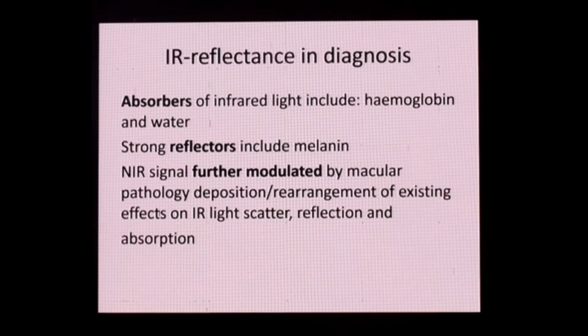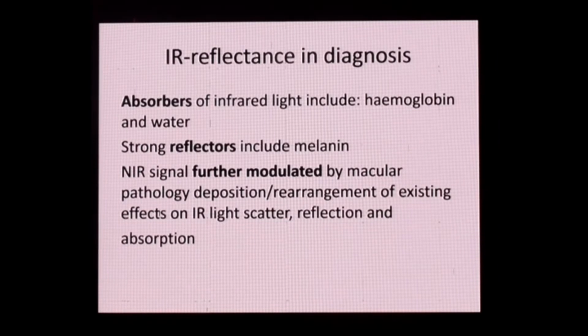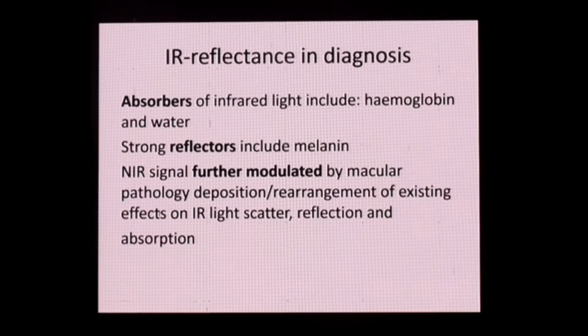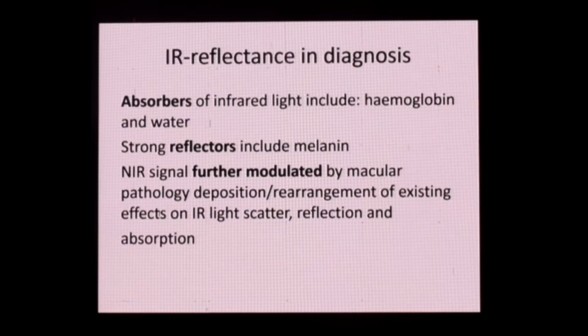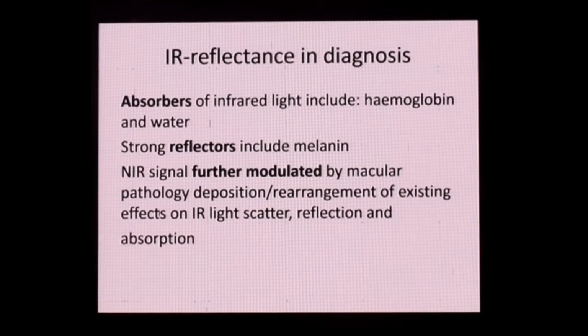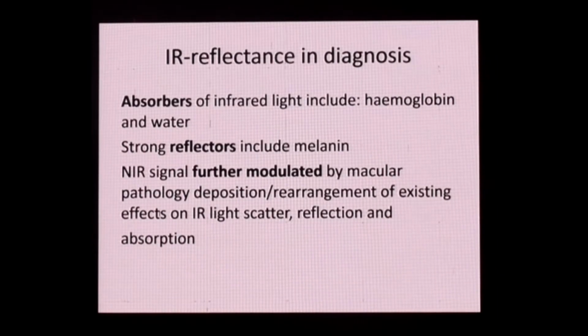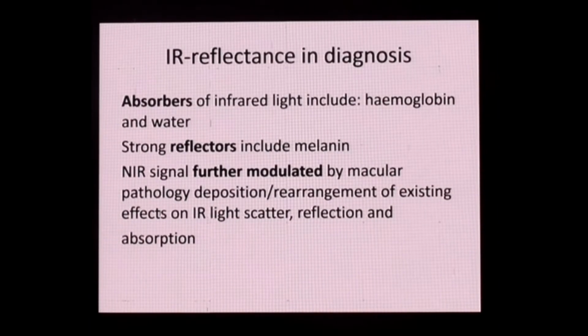Interpretation of why you get bright and dark signals is slightly complex, and it's still unclear exactly what modulates it. There are absorbers of infrared light, including hemoglobin and water, and there are strong reflectors, including melanin. There's some good work on infrared autofluorescence showing it's melanin that generates that signal, and there are studies comparing the two modalities showing that melanin is a strong reflector.